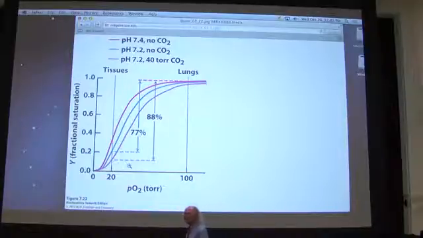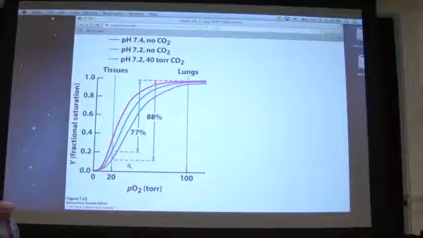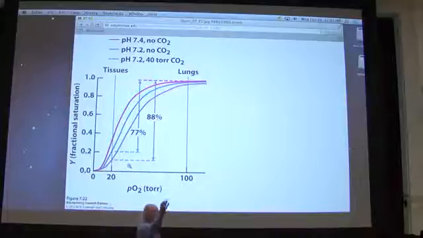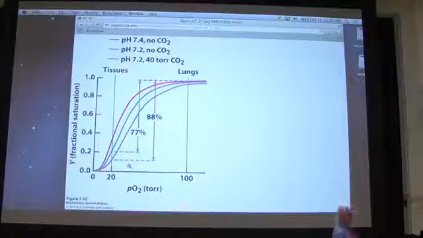Well, look what carbon dioxide does, guys. It favors the release of even more oxygen. We've got three things in rapidly metabolizing cells that are favoring the release of oxygen: 2,3-BPG, protons, and carbon dioxide. They all work in concert to get oxygen to the place where it's needed. Pretty cool stuff.